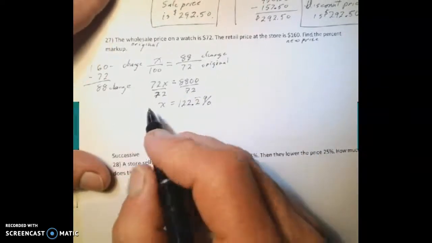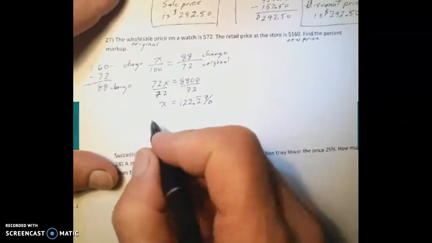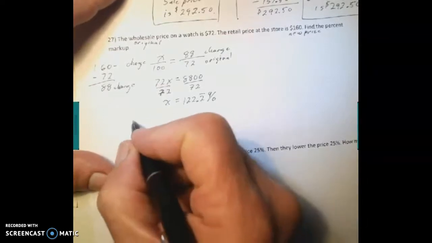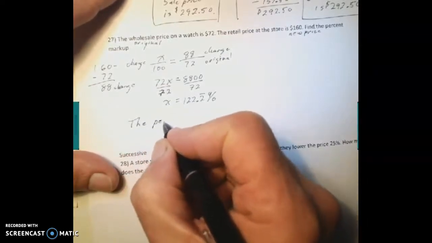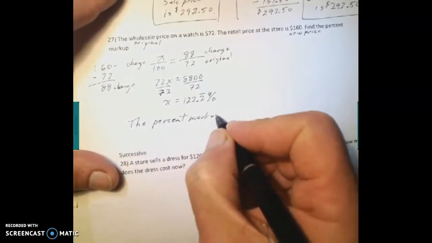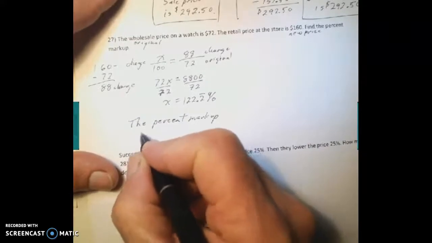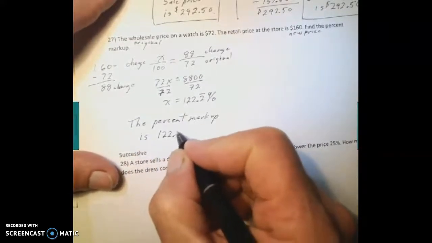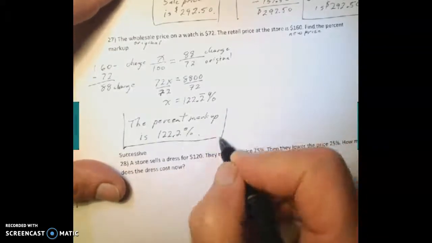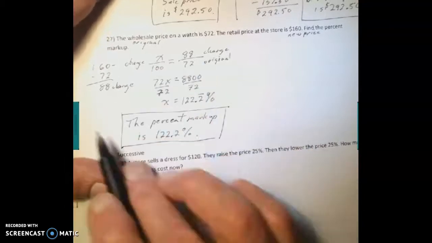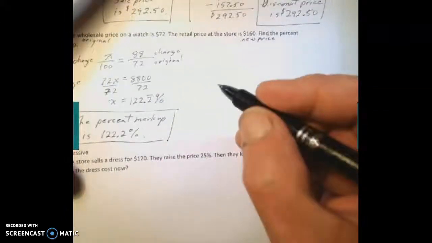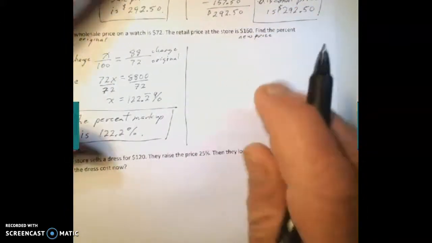So they mark the price up by 122.2%. So the percent markup is 122.2%. Okay, I kind of prefer doing this problem this way. I'll show you why in just a moment. You do it the other way.